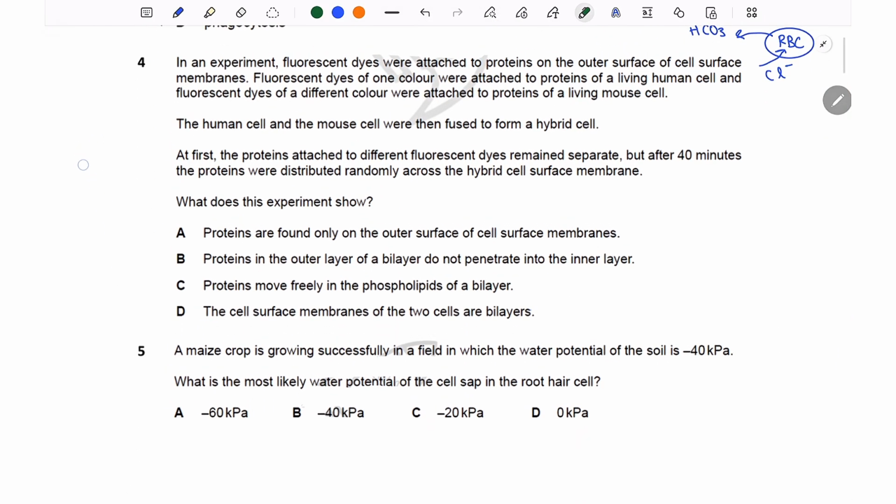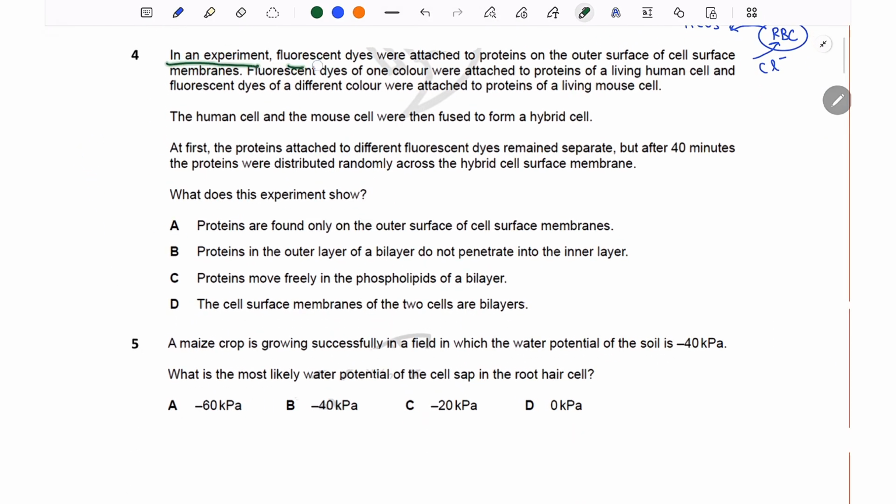Next question. In an experiment, fluorescent dyes were attached to proteins on the outer surface of cell surface membranes. Fluorescent dyes of one color were attached to proteins of a living human cell, and fluorescent dyes of a different color were attached to proteins of a living mouse cell.